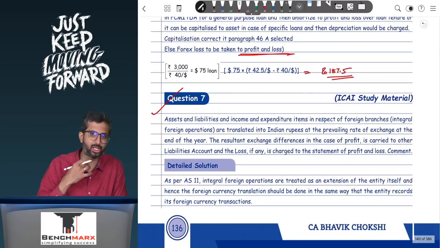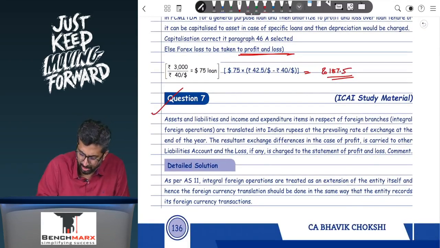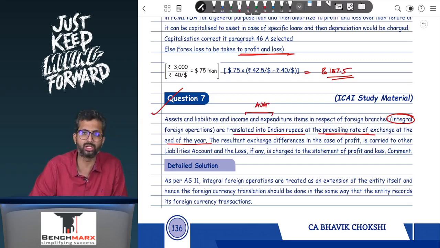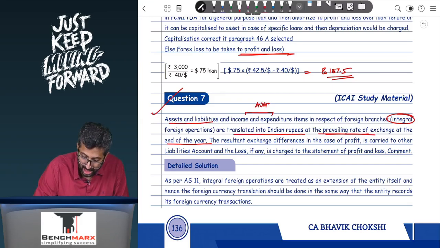This is more of a theory question. We'll quickly review this. Assets and liabilities and incomes and expenditures in respect of foreign branches which are integral are translated into Indian rupees at the prevailing rate of exchange at the end of the year. Now this is fundamentally wrong. Why? Because incomes and expenses have to be converted at the average rate or the rate on the date of transaction. They will not be at the closing rate. Assets and liabilities, out of which if there are monetary items or liabilities, they will be at the closing rate, but non-monetary in case of an integral branch will be at the historical rate.